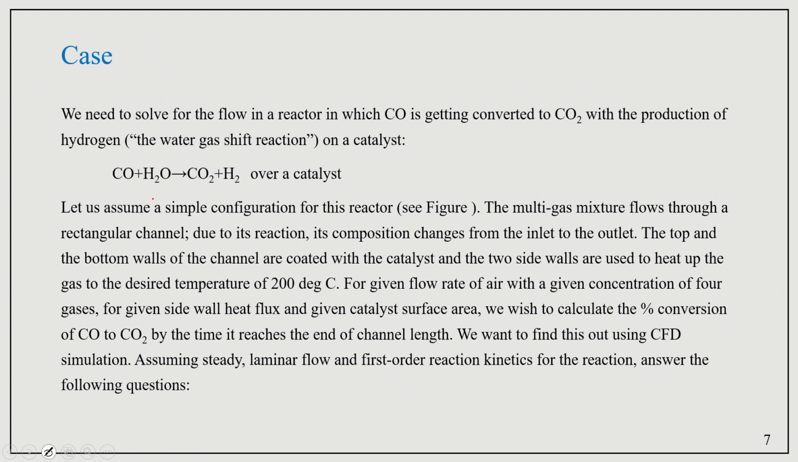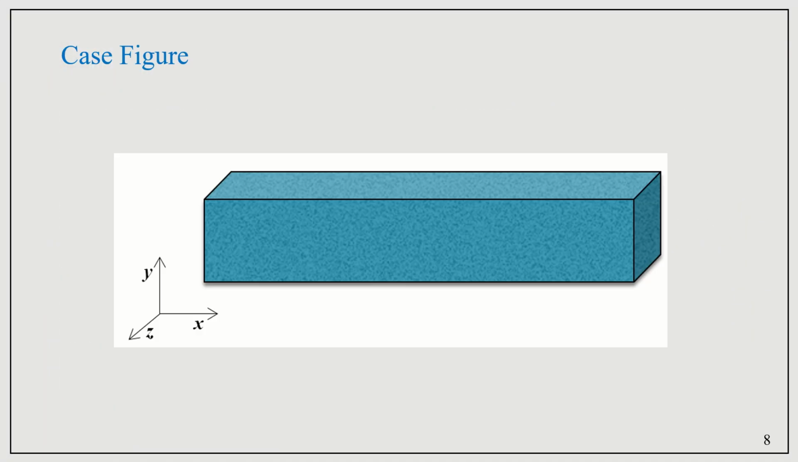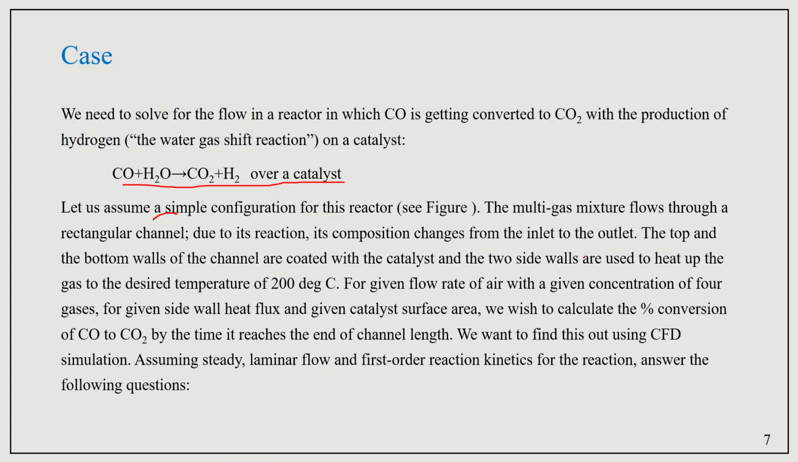So what is happening? We are just solving for the flow in a reactor wherein carbon monoxide is getting converted into carbon dioxide and hydrogen is getting produced by using this particular reaction over a catalyst. So we'll see the figure first. It is a simple figure, like a rectangular channel or rectangular bed. So let us assume a simple configuration for this reactor.